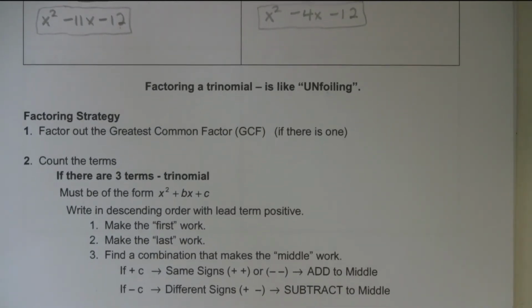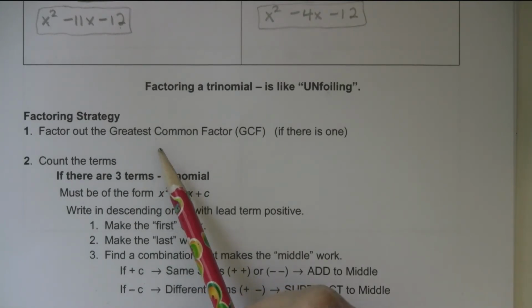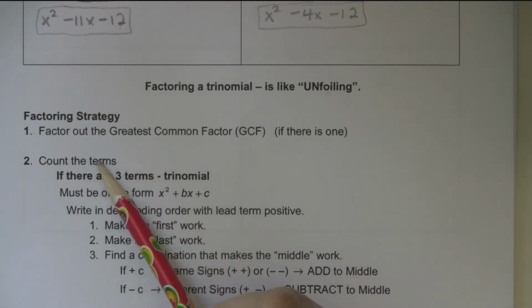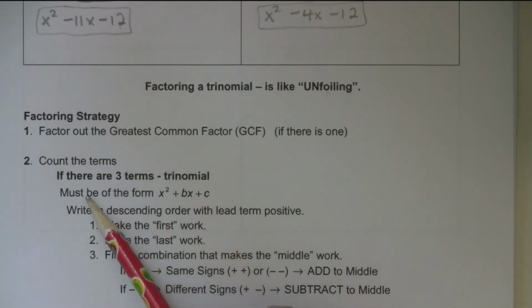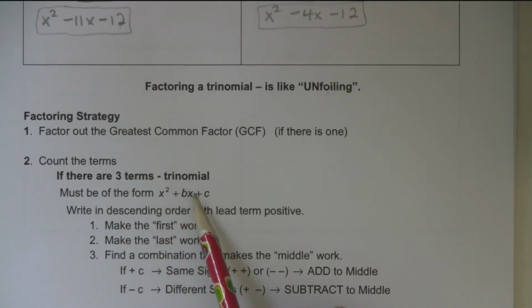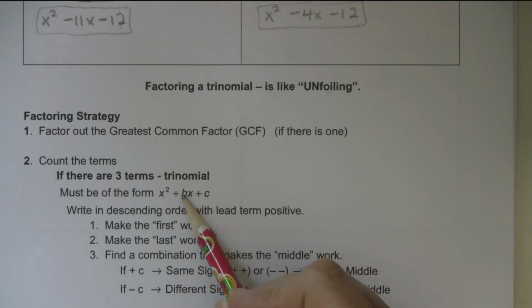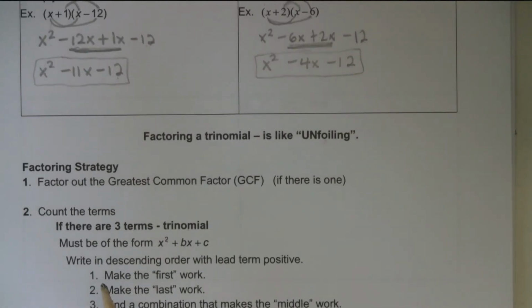So the factoring strategy is, first step is always factor out the greatest common factor, if there is one. If there isn't, then you don't factor it out. Then you count the terms, and if there are 3 terms, it's a trinomial, and you ask yourself, is it of this form? And we're going to learn how to factor another form of trinomial. So this is the variable squared, and then the variable, and B stands for a number, and C is a number. And so actually both of these met the form.